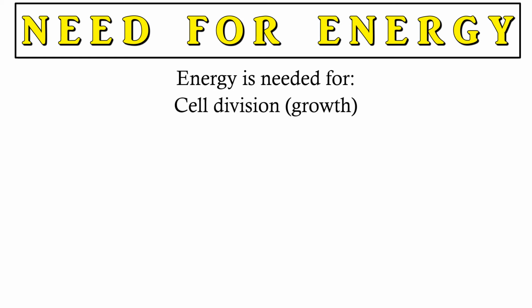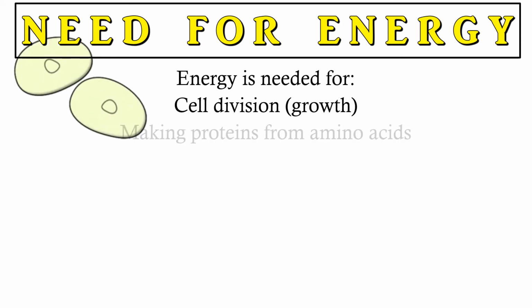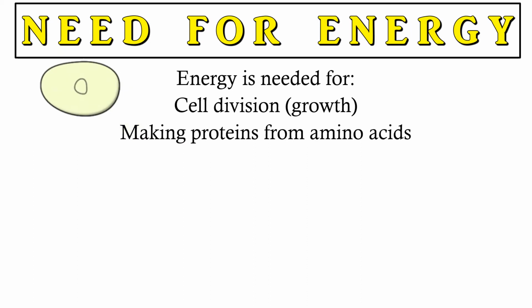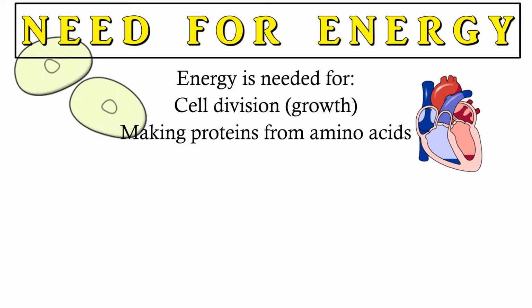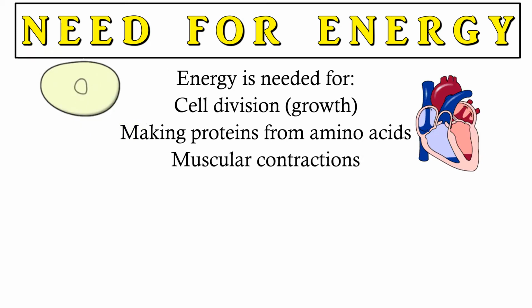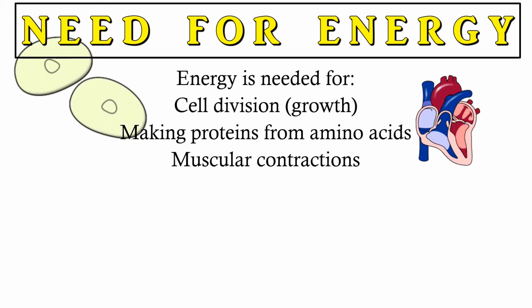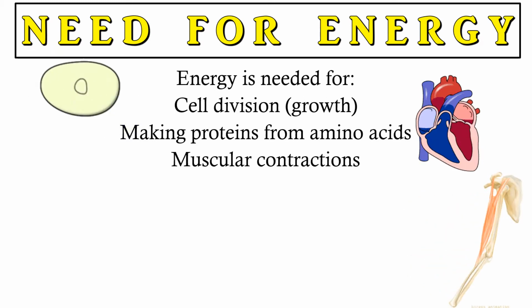Cell division. In order to grow, you need to make more and more cells. So cells divide. One cell divides into 2 cells, 2 into 4, and so on. We need to be able to make proteins from amino acids to build new cells. We need muscles to be able to contract our heart muscle. We've just learned about our diaphragm muscle, the muscles that help us to move.